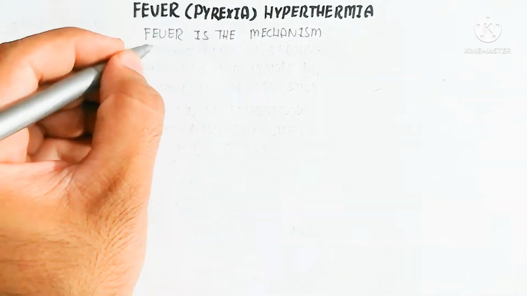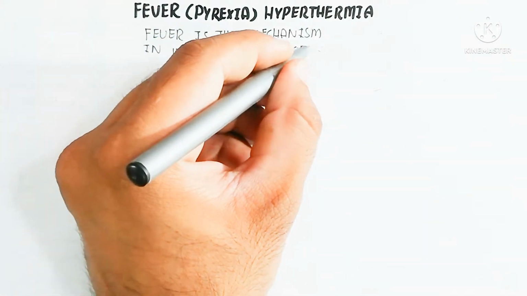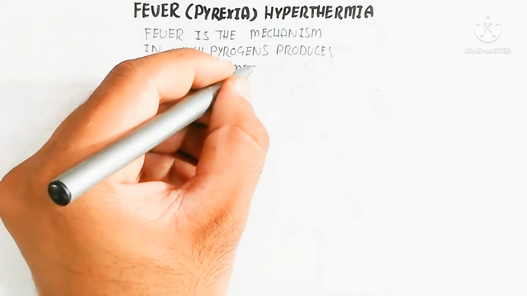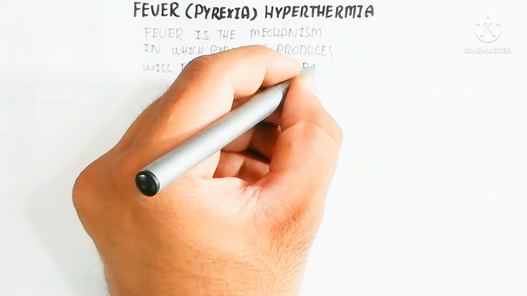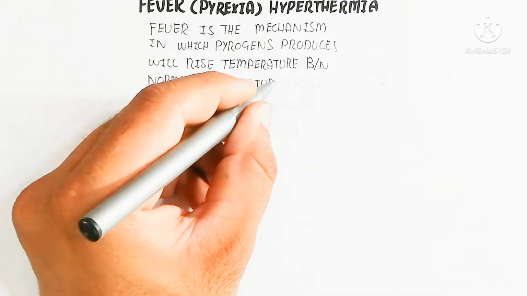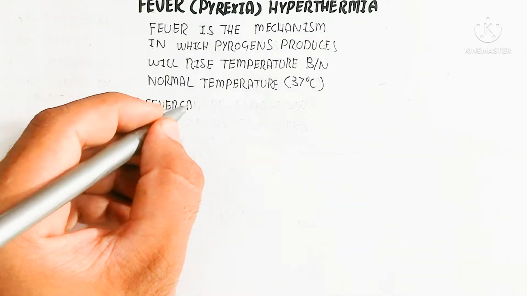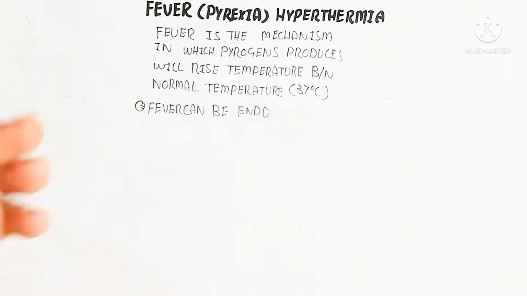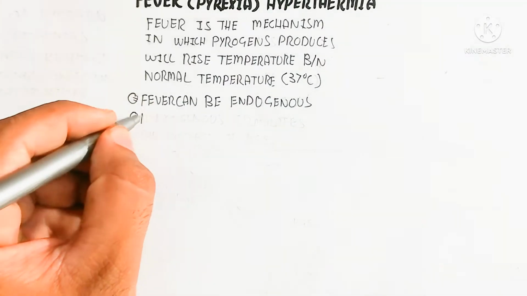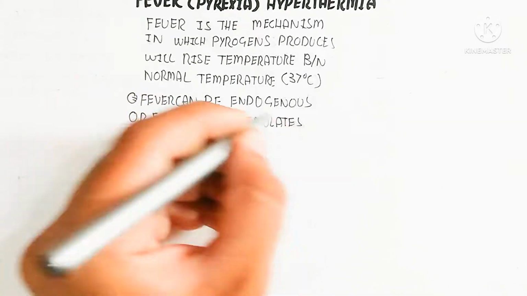37 degrees Celsius is the normal temperature, while during fever the temperature will rise to 38 to 40 degrees Celsius. There are a lot of pyrogens, but in this video we will just understand a little bit about them. A pyrogen is a substance that stimulates fever. So fever can be stimulated by endogenous or exogenous stimuli.